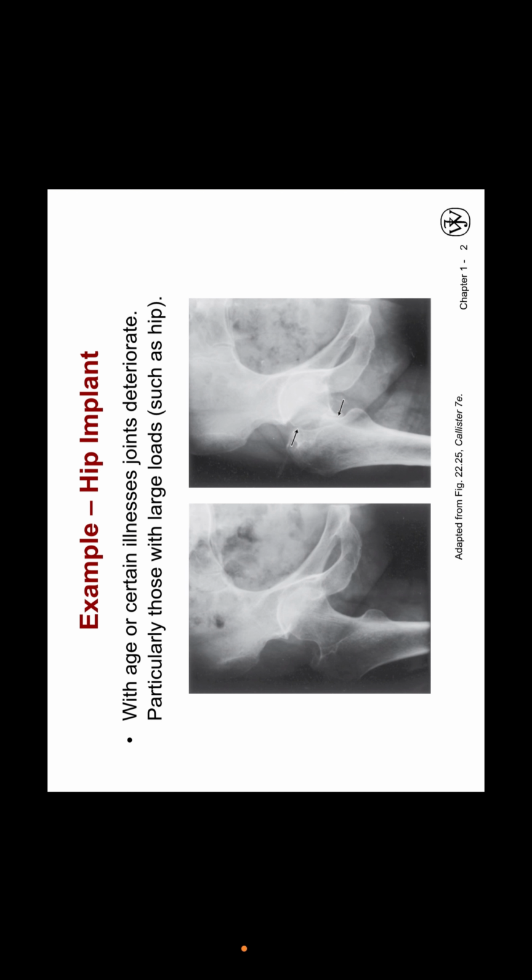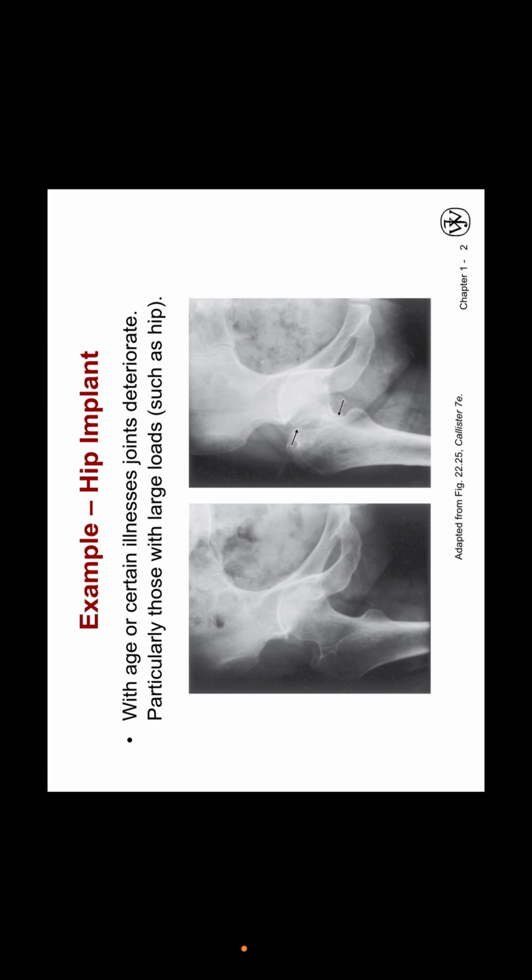Hip implant. This slide shows an example of a hip implant. As people get older or if they have certain diseases, their joints, especially the hip joint, begin to deteriorate. A hip implant replaces the damaged joint and restores normal movement. This example shows how material science directly impacts medicine and improves people's quality of life.